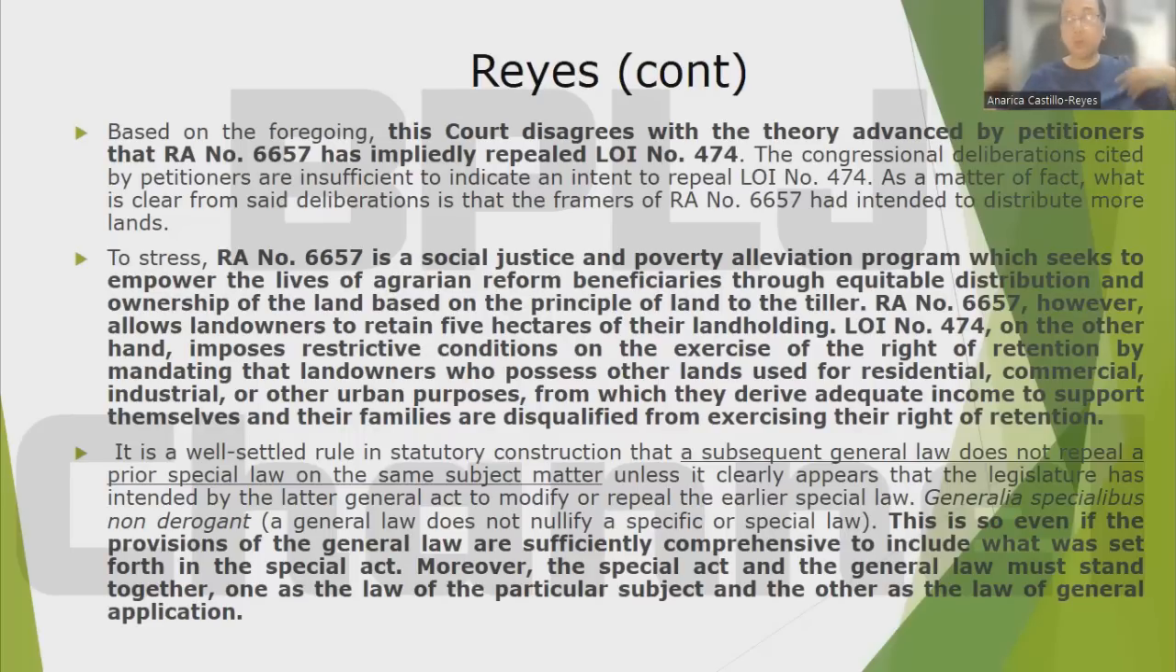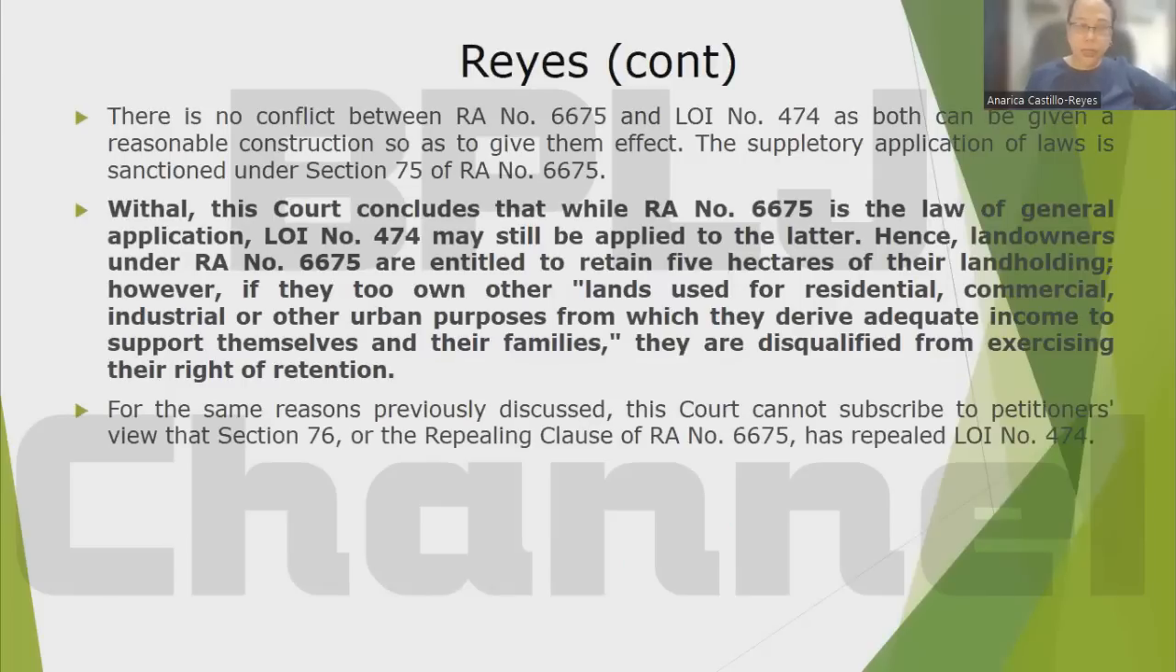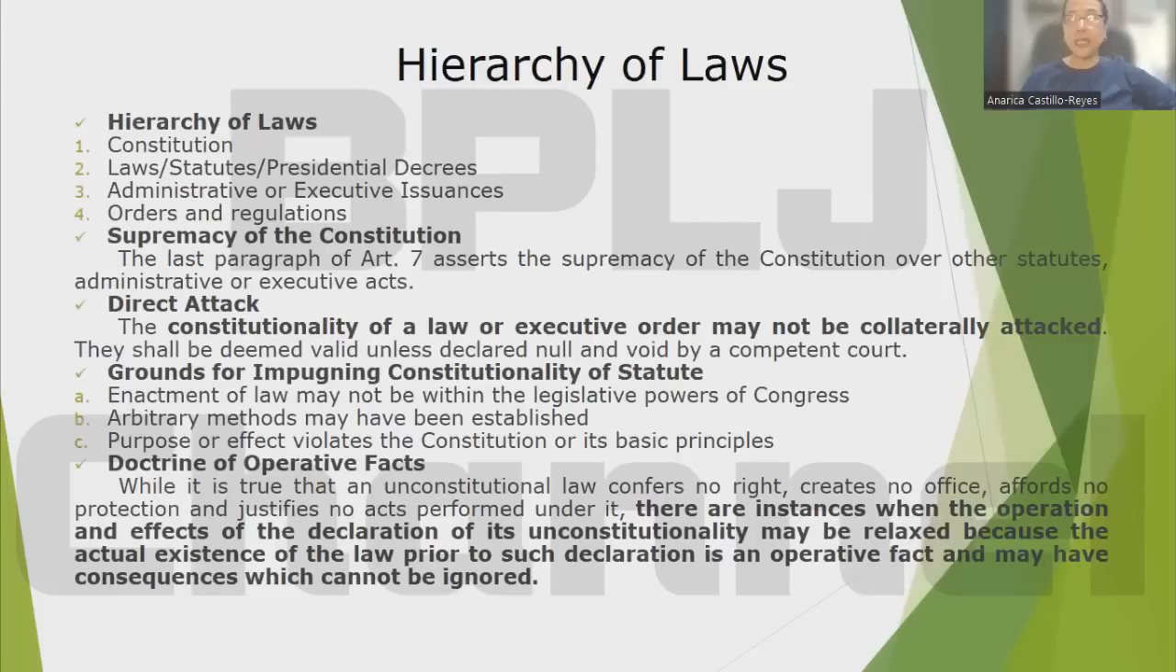So in other words, both laws are not repugnant to each other, and they can both be given effect. The special act and the general law must stand together, one as the law of the particular subject and the other as the law of general application. While RA 6657 is the law of general application, LOI 474 may still be applied. Landowners under RA 6657 are entitled to retain 5 hectares. However, if they also own other lands for residential use from which they derive income, they are disqualified from exercising their right of retention.